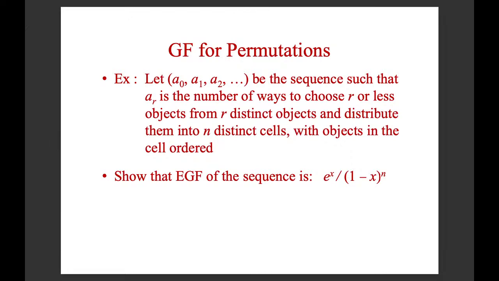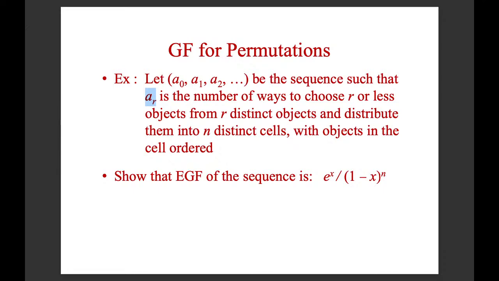Now the next one is a strange problem, okay? This time we are asking you to relate what you have studied so far, and let's see if you can formulate the EGF for the counting problem here. So here we have a sequence A0, A1, A2, up to whatever. A_r corresponds to the number of ways of selecting r objects or fewer. So altogether we have exactly r objects.